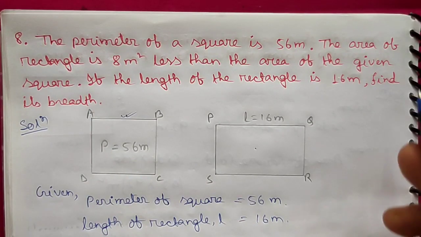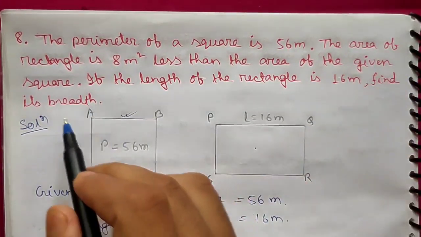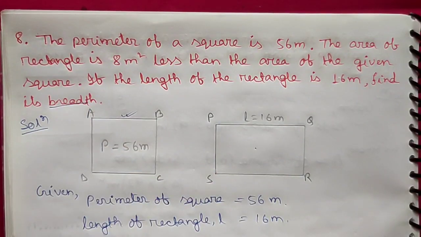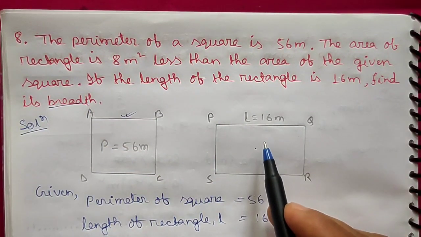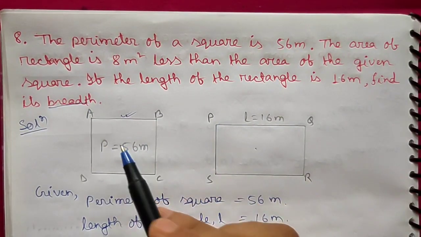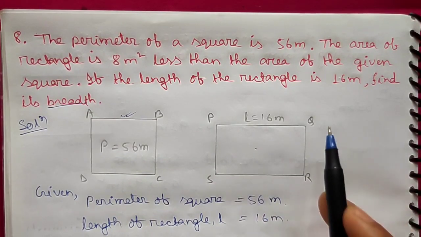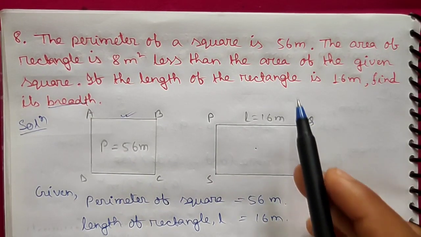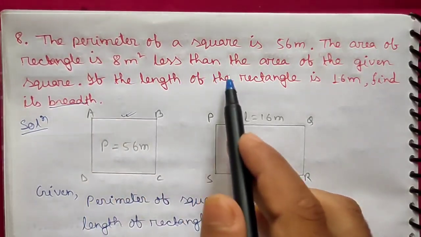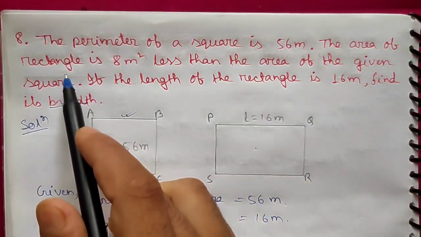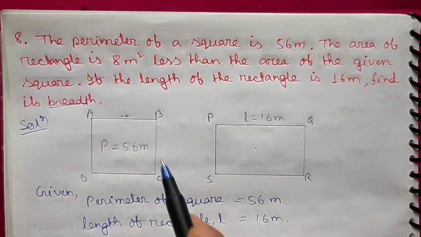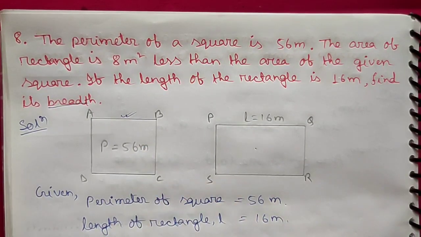So yeah, what is given? Length and breadth. So we have to bother with area. Okay, now how can we find its area? If we know the area of the square, we can easily find the area of the rectangle, right? Because it is given that the area of the rectangle is 8 meter square less than the area of the square. Okay, so how will we find the area of this square?